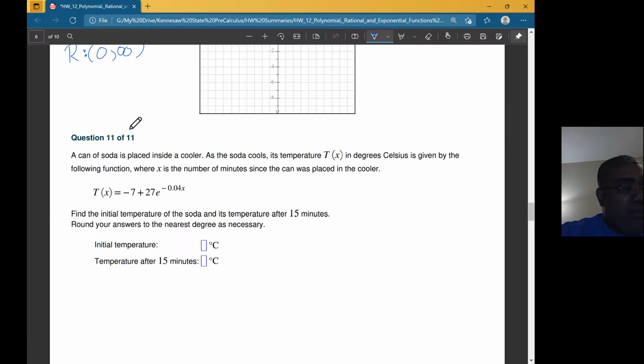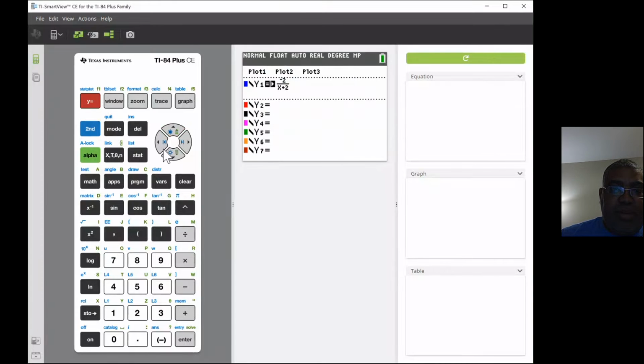You could graph it and use the table, or you could plug it in. I'm gonna graph and use the table this time, just to do something different. I should do it so you can see it. Let's do that. I'm gonna find a way to do this faster. Boom. Okay. Have our old function up here. Clear.